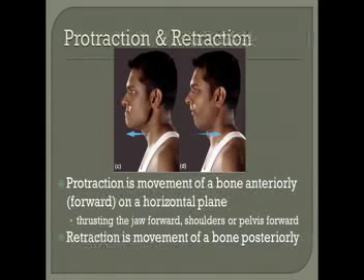Protraction and retraction. Protraction is movement of the bone anteriorly on a horizontal plane, so forward. So by thrusting your jaw forward, or your shoulders, or your pelvis, this is all protraction. And retraction is the movement of the bone posteriorly. So how the picture above, he pushes his jaw forward and then pulls his jaw back. It's protraction and retraction.